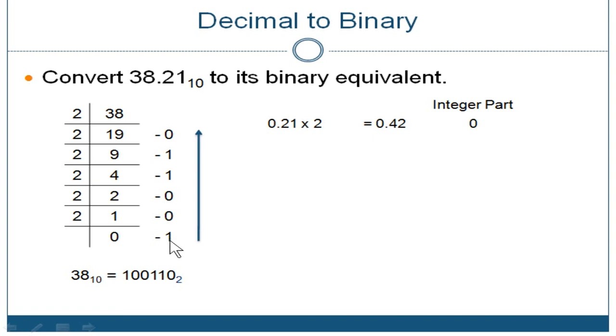So this is the answer you got for 38. You have to write it in bottom to top order. So 1 0 0 1 1 0. That is the answer for 38 base 10. So that is the binary equivalent.